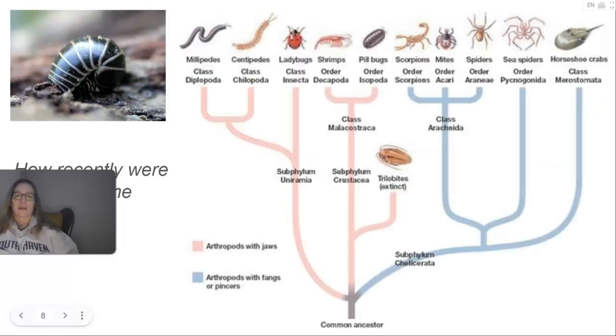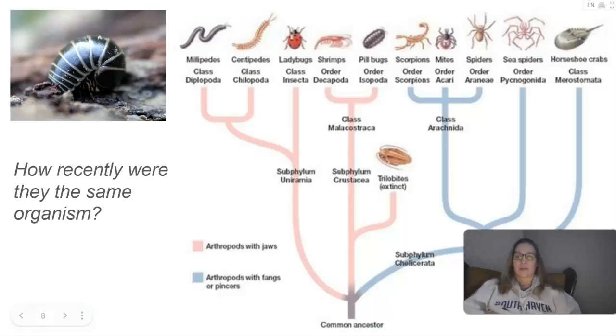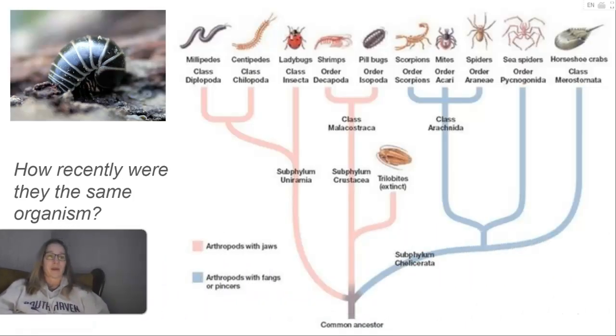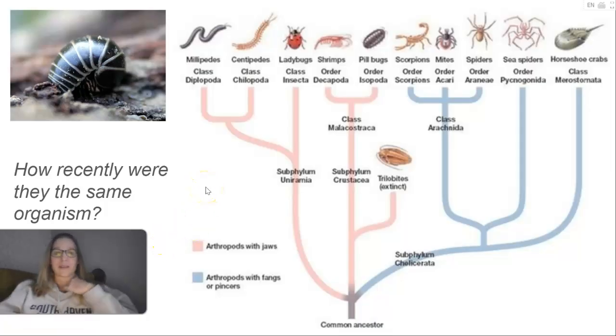Okay, here is a cladogram from the Deep Look video, and the question we can focus on here is how recently were they the same organism? Okay, so here's our common ancestor. This is kind of rinse and repeat like we've been doing this entire lesson. But here we see this split between arthropods with jaws and arthropods with fangs or pincers. Okay, so these guys kind of went in this direction.